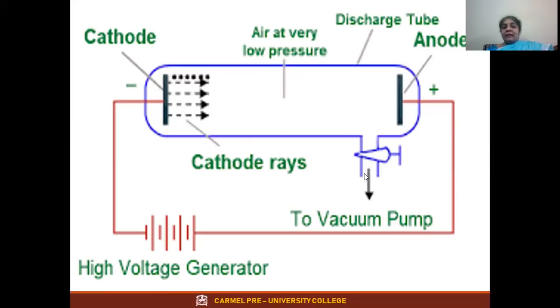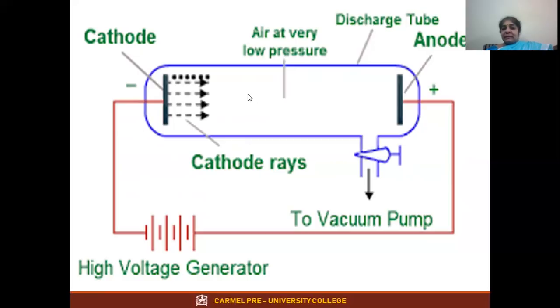Then you are reducing the pressure of the gas. You're going to take a gas between the two electrodes where it is at very low pressure. Air at very low pressure is taken here. So how do I reduce pressure here? I'll connect it to a vacuum pump. So I keep on reducing the pressure. Then very important is this potential source. You are connecting these two electrodes to a very high potential source.